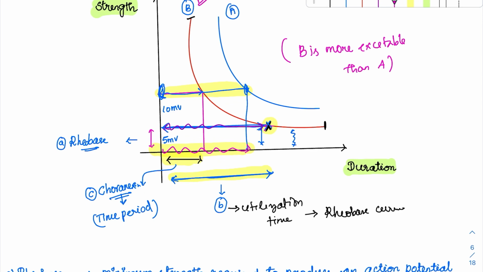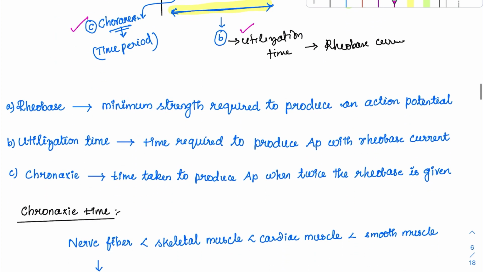So we have two time durations, which are the Chronaxie and the utilization time. Let's revise the definitions one more time. The Rheobase is the minimum strength required to produce an action potential. Here we are not bothered about how long that duration is. Then utilization time is the time required to produce an action potential with Rheobase current, that is the minimum current. And Chronaxie is the time taken to produce an action potential when twice the Rheobase is given. When we give twice the Rheobase, what is the time period that creates an action potential?